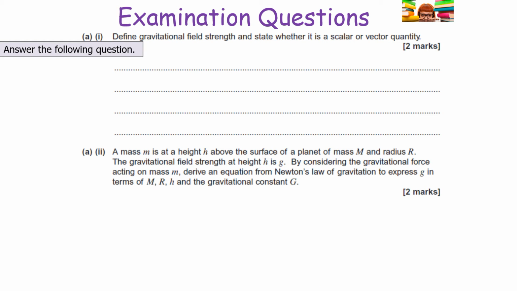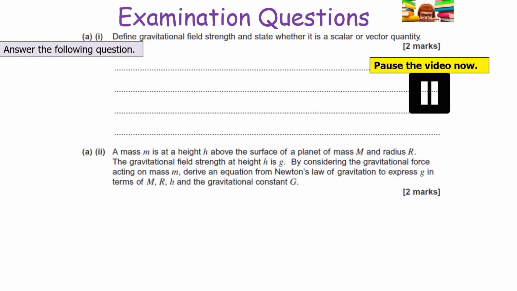Define gravitational field strength and state whether it's a scalar or a vector quantity. And then a mass m is at a height h above the surface of a planet of mass M and radius R. The gravitational field strength at height h is g. By considering the gravitational force acting on mass m, derive an equation from Newton's law of gravitation to express g in terms of big M, big R, h, and the gravitational constant big G. So pause the video now, then unpause the video when you want to go through your answers.